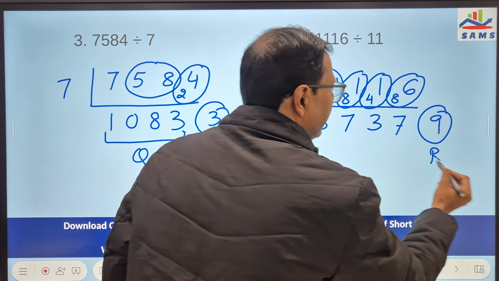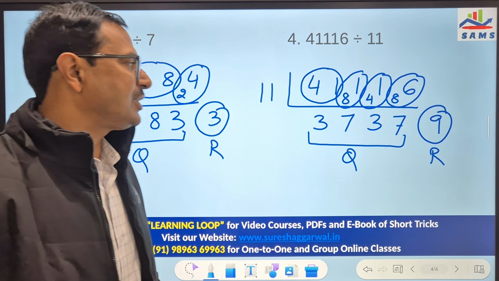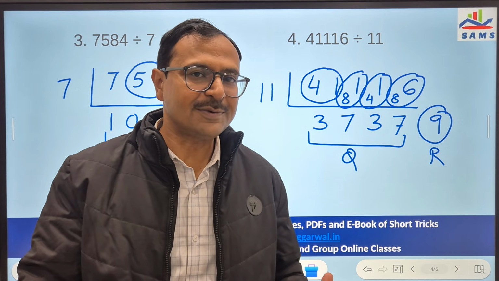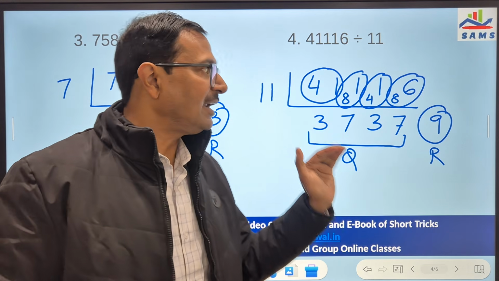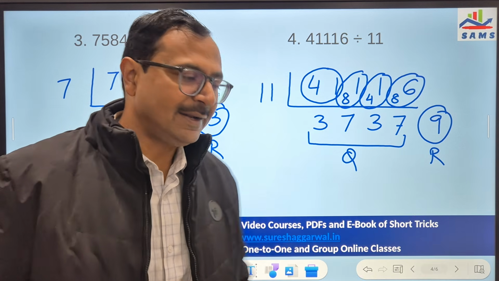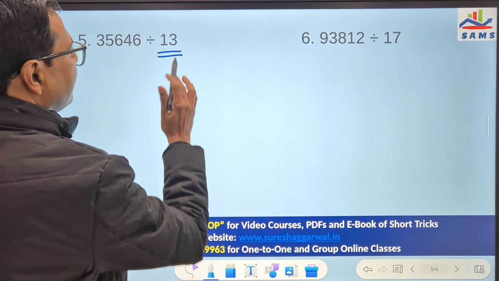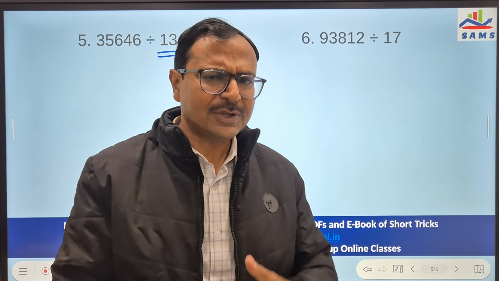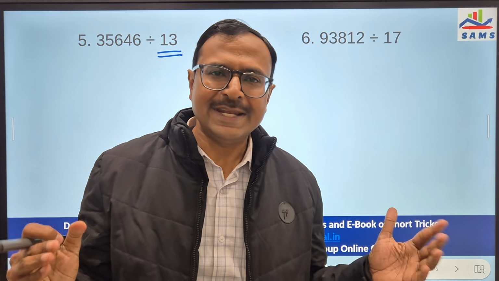This is the remainder, and 3737 is the quotient. So 3737 and the remainder 9 gives me the answer for the division problem. The divisor was 11 and I still managed to do it in a single line. Likewise, if you have 13 as the divisor, you should know 13 times table. So if that doesn't work, you can do little bit of multiplication in the rough column and still do the division in a single line.